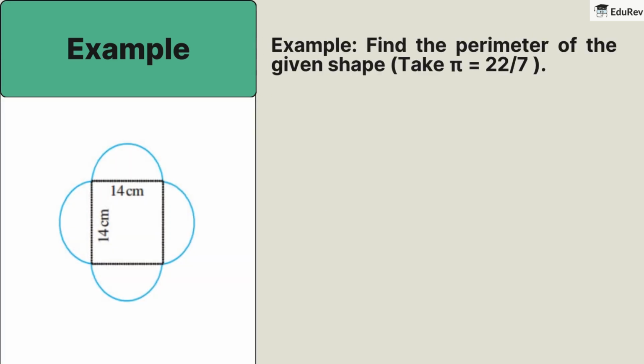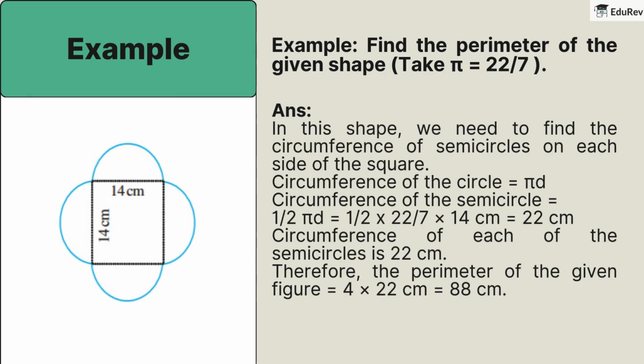Now, let's find the perimeter of a given shape. In this shape, we need to find the circumference of semicircles on each side of a square. The circumference of the circle is pi d, so the circumference of each semicircle is a half pi d, which is equal to a half multiplied by 22 divided by 7 multiplied by 14 centimeters, which equals 22 centimeters. Therefore, the perimeter of the given figure is 4 by 22 centimeters, which is equal to 88 centimeters.